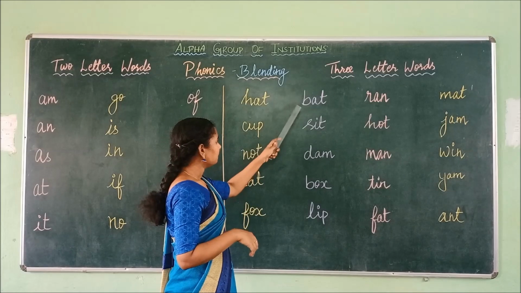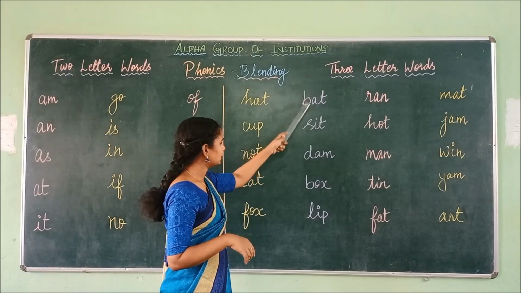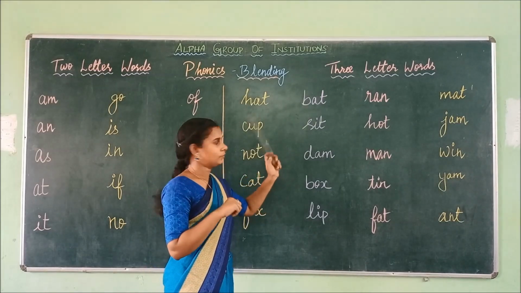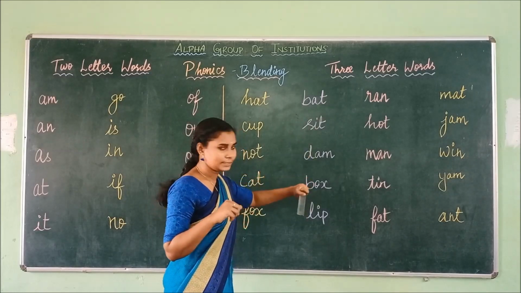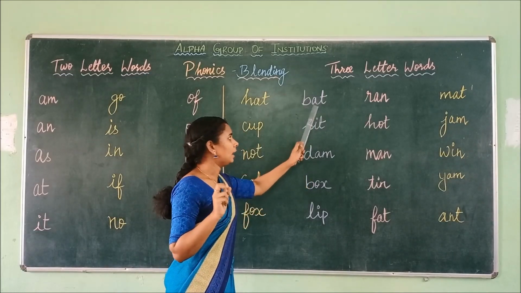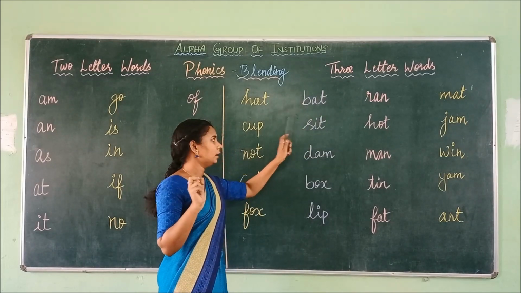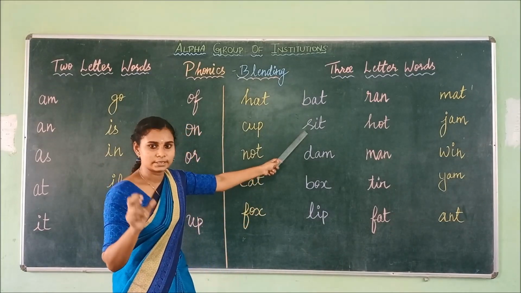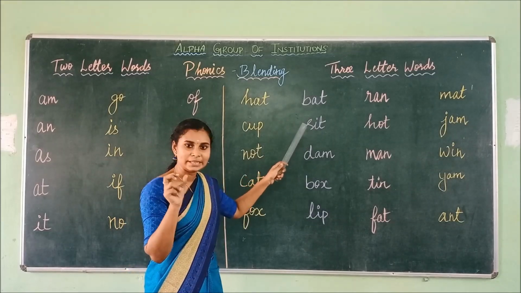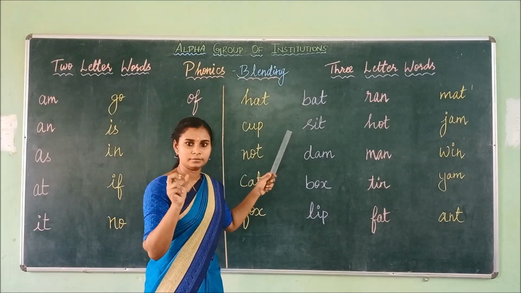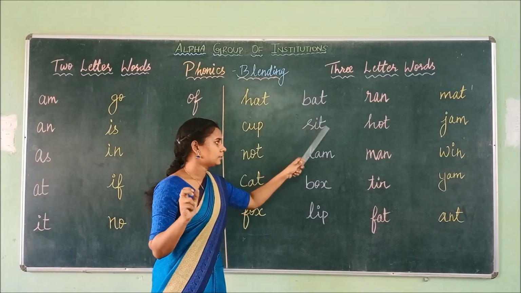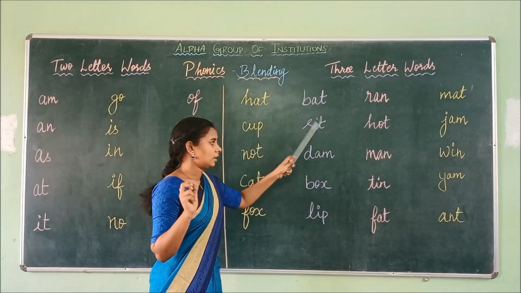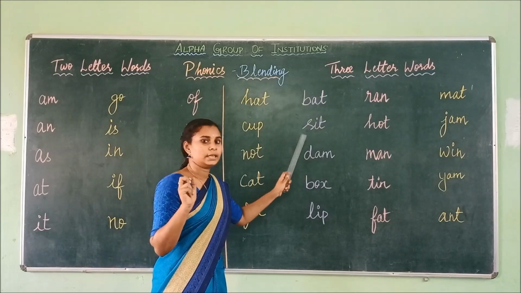Okay, next. What is this? B. So B sounds B. And A sounds A. Okay, and how does T sound? T. So B, A, T. Bat. Okay, next. S. S sounds S. And I sounds E. T sounds T. So S, E, T. When you blend this, it becomes sit. S, E, T. Sit.